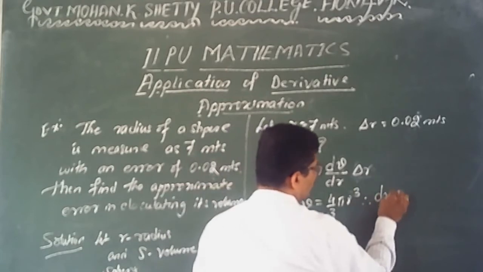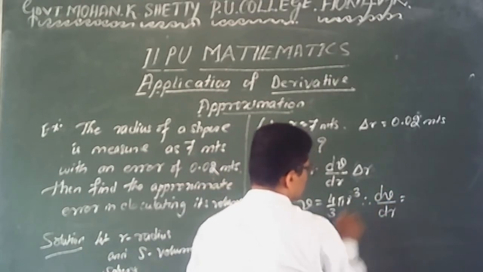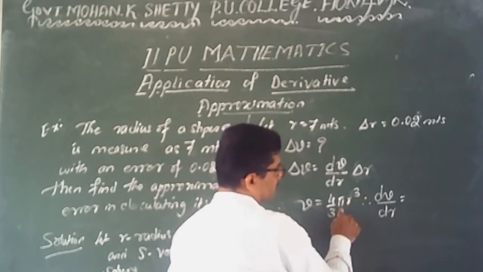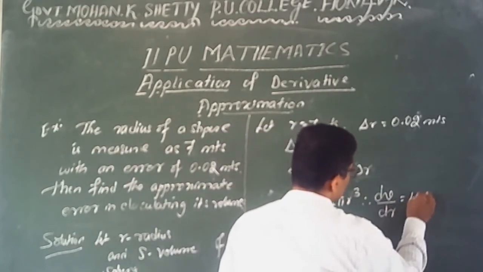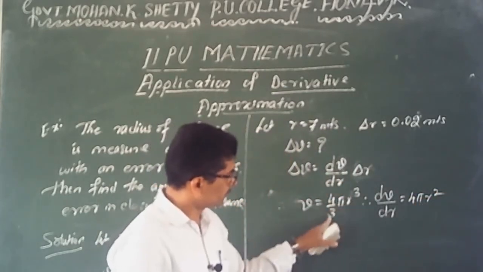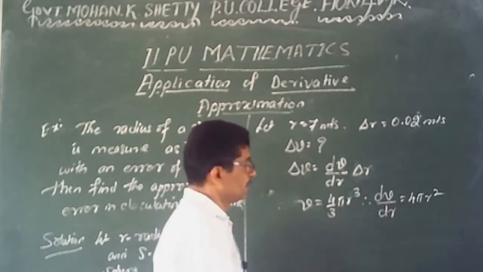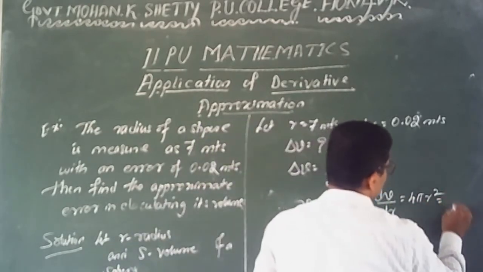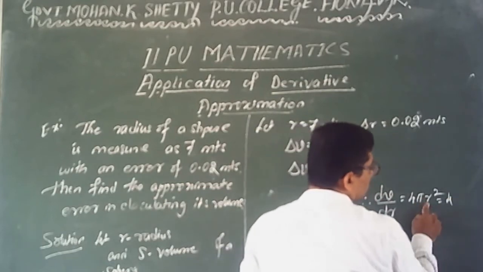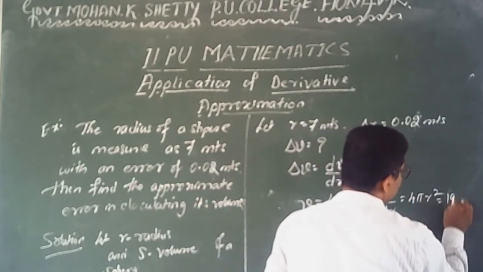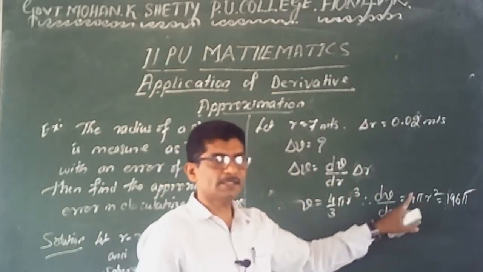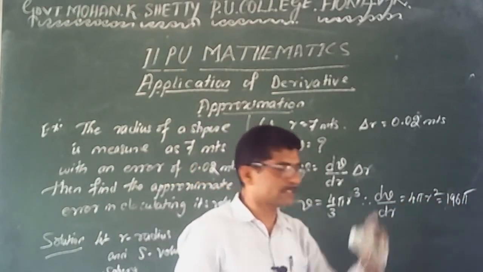Therefore, the derivative of V with respect to r is equal to: 4 by 3 into pi constant, derivative of r cube means 3r square, 3 cancels, 4 pi r square. It is clear? Here r is given as 7, its value is equal to 4 into 7 square, 49. 4 into 49 means 196 pi.